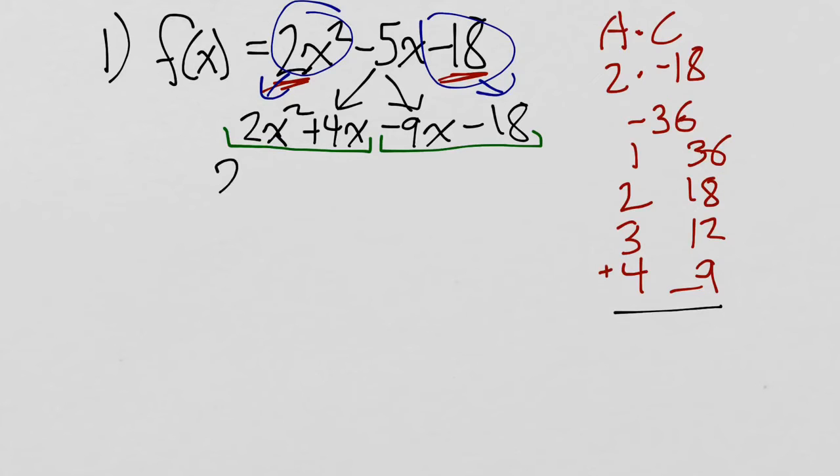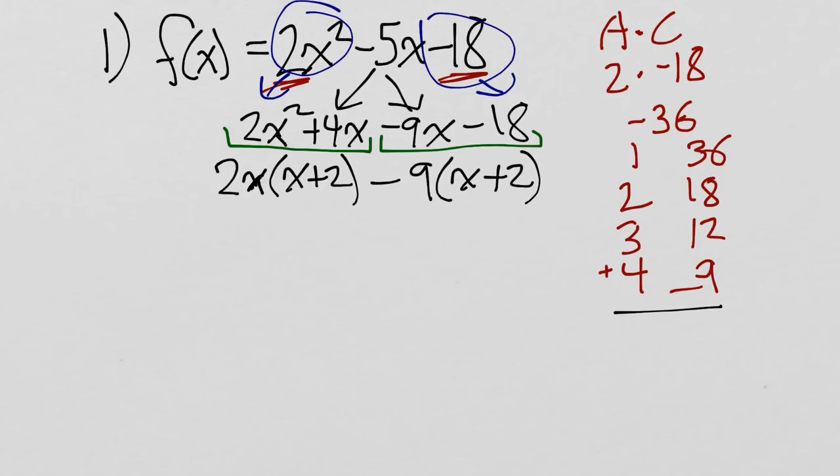So I've got 2x times x plus 2, right? 2x times x is 2x squared. 2x times 2 is plus 4x. Minus, and it looks like 9 is the greatest common factor between these two. So minus 9 times x plus 2.